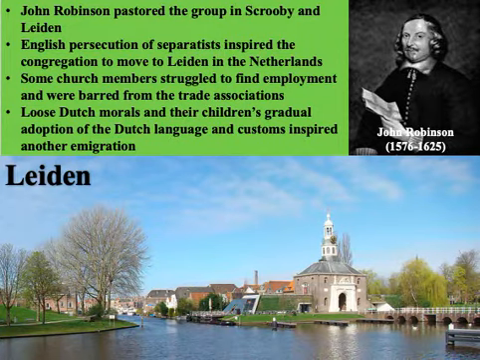While they're in Leiden, John Robinson is their pastor, and many of the church members struggle now in the Dutch Republic to find employment. A lot of the Dutch guilds prevent these English foreigners from actually participating and getting jobs. A lot of the Separatists are horrified by some of the very loose morals among the Dutch, and they are watching their children gradually adopt the Dutch language and inspired by their customs. And so therefore, they decide on embarking on another emigration.